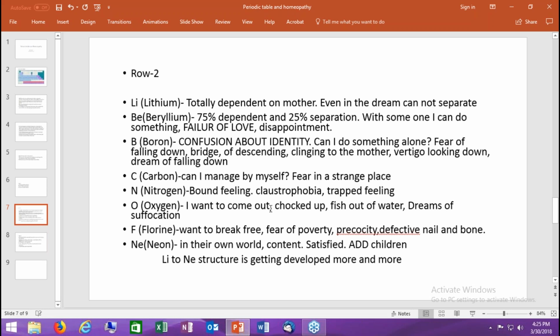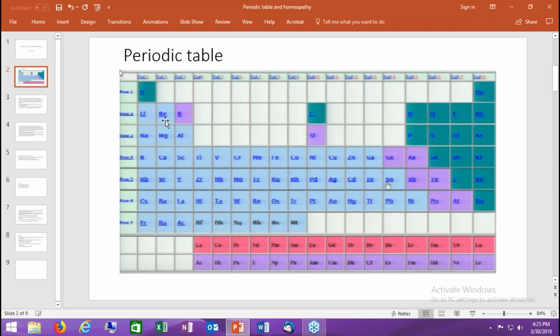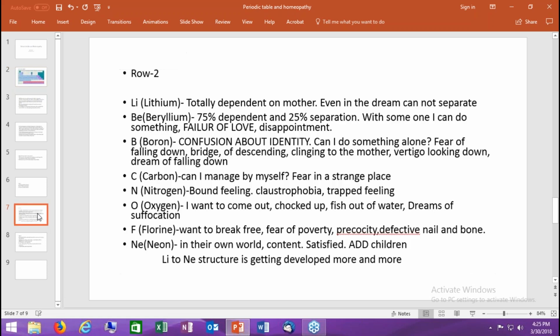Next element is beryllium. In beryllium, the dependency is there, but not total. Slight detachment or slight separation is there. Here the person says, I can do something with the other person.